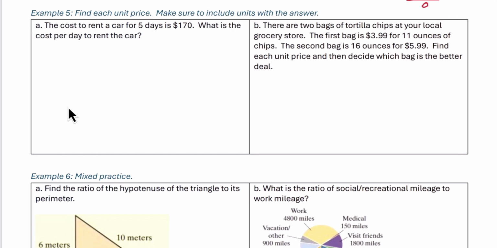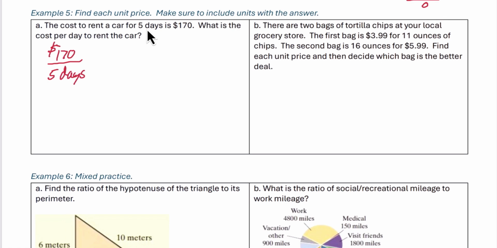In example 5, find each unit price. Make sure to include units with the answer. Part A, the cost to rent a car for 5 days is $170. What is the cost per day? Be careful with the order that we do these in. We're asking for cost per day. So even though cost is not the first number you're given, cost is actually the numerator in this case. We have $170 for 5 days.